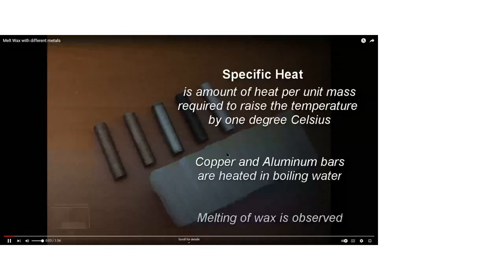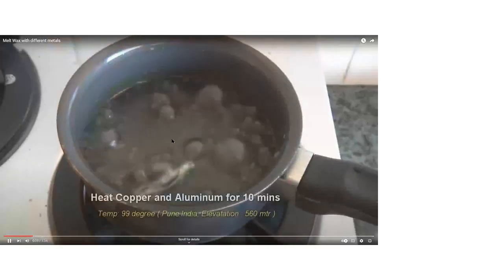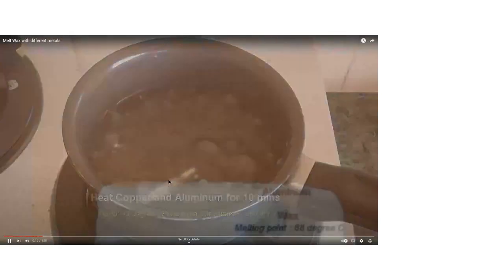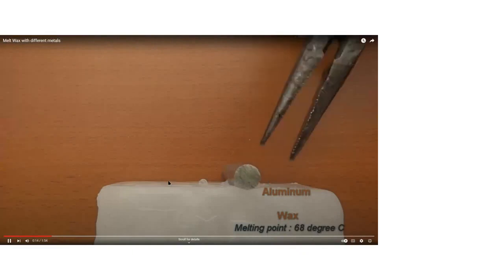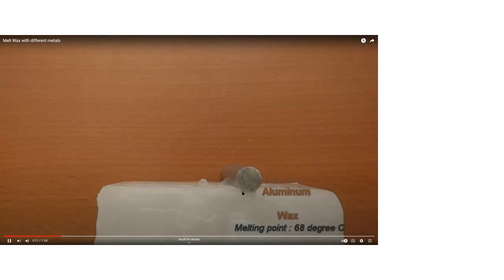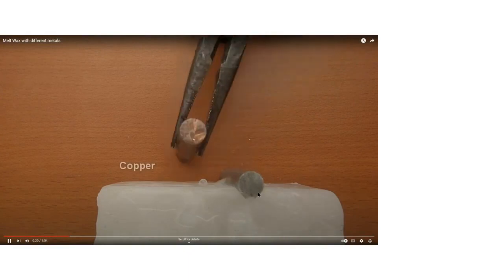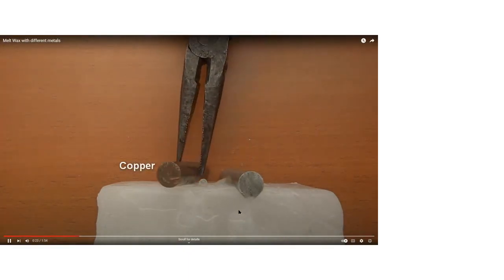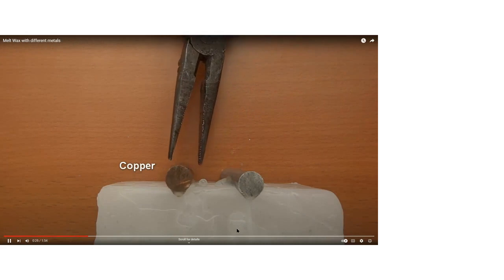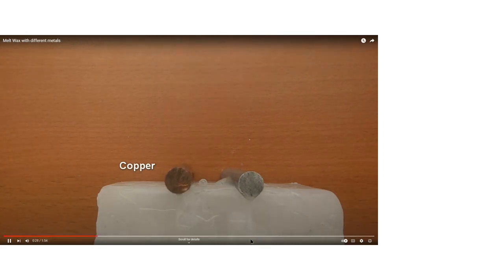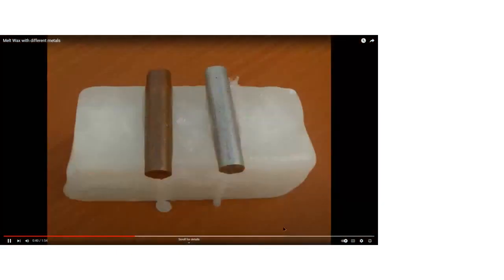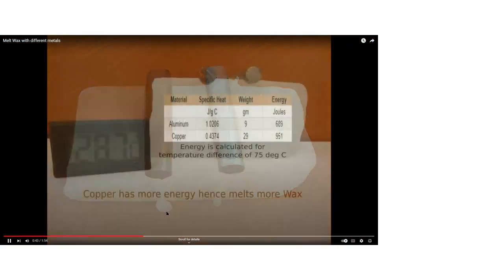The specific heat is the amount of heat per unit mass required to raise the temperature 1 degree Celsius. So we put this copper and aluminum in boiling water, and we put the aluminum, and you'll see it's melting, but it's not melting very far. And then we put a copper piece on the same amount. Remember, they were both the same temperature, 100 degrees. Okay. And it is moving down a little bit further, not much further, but you can see that the puddle that the copper made was bigger.